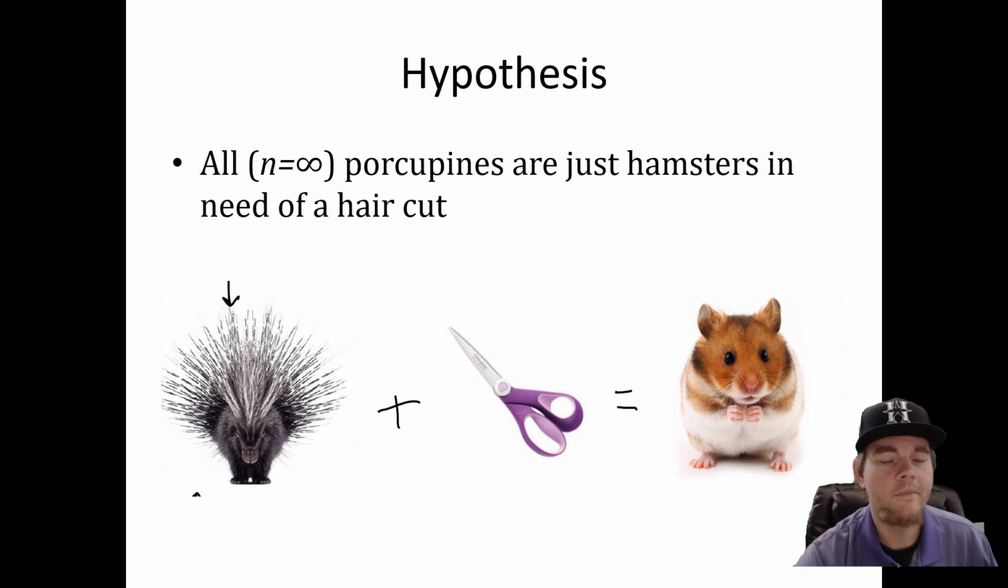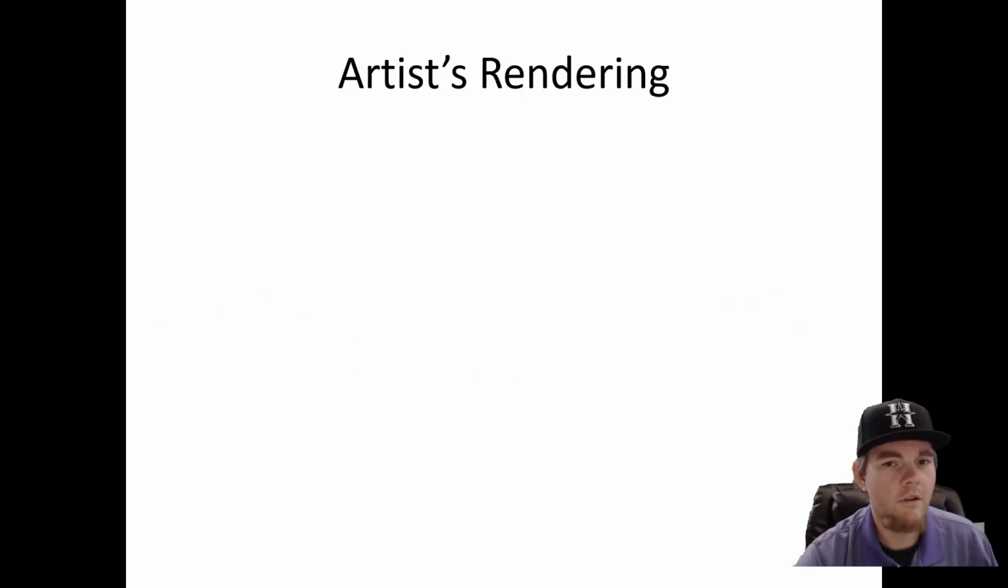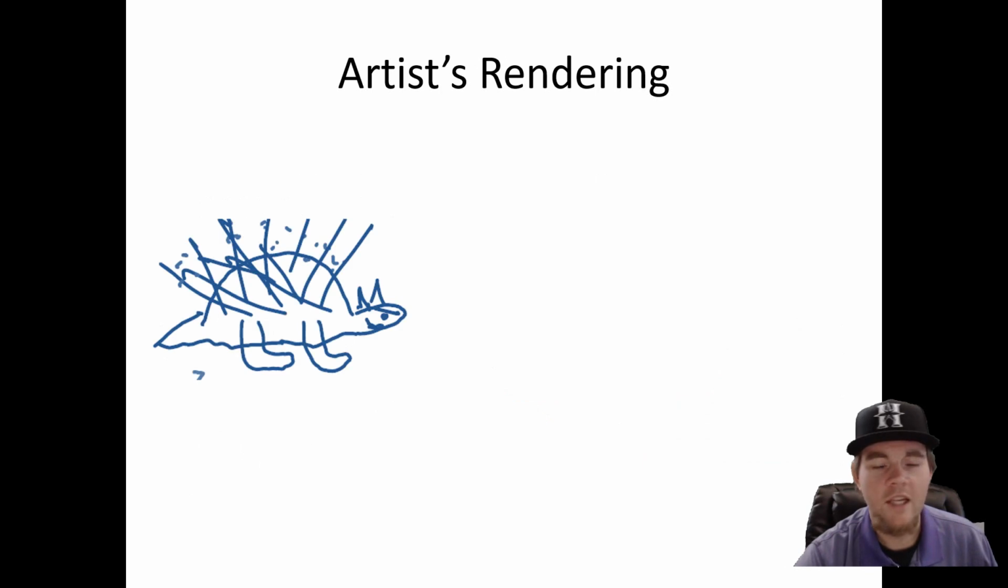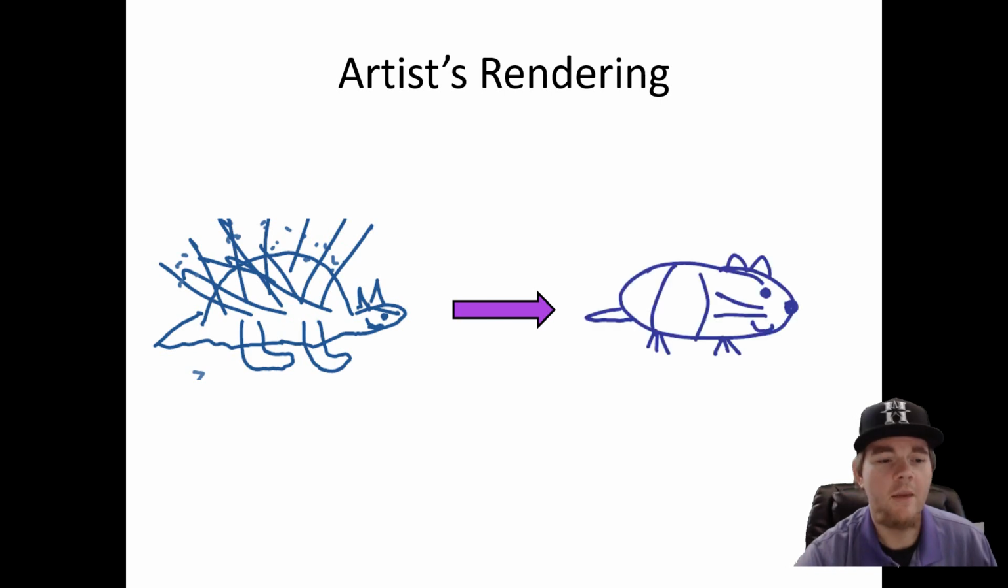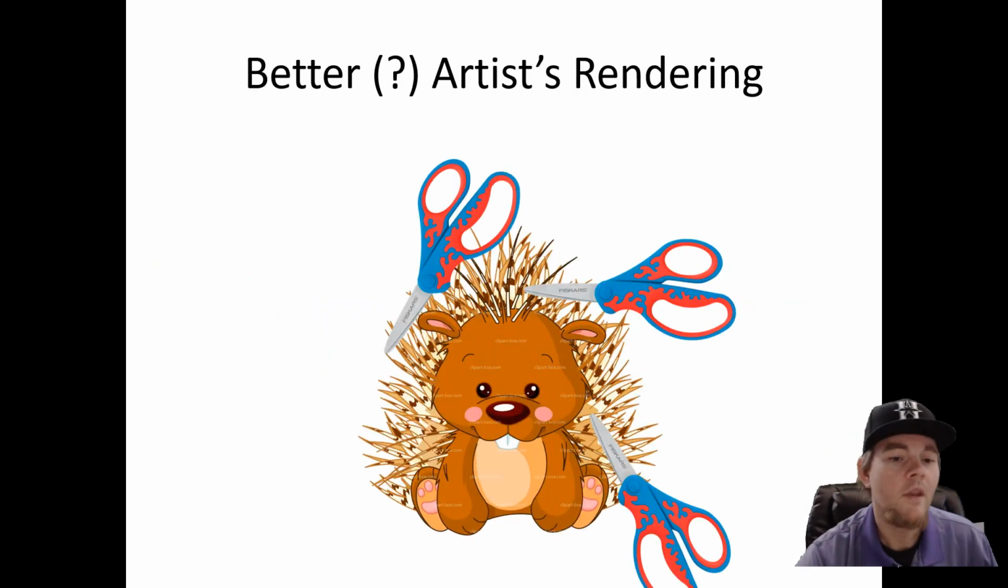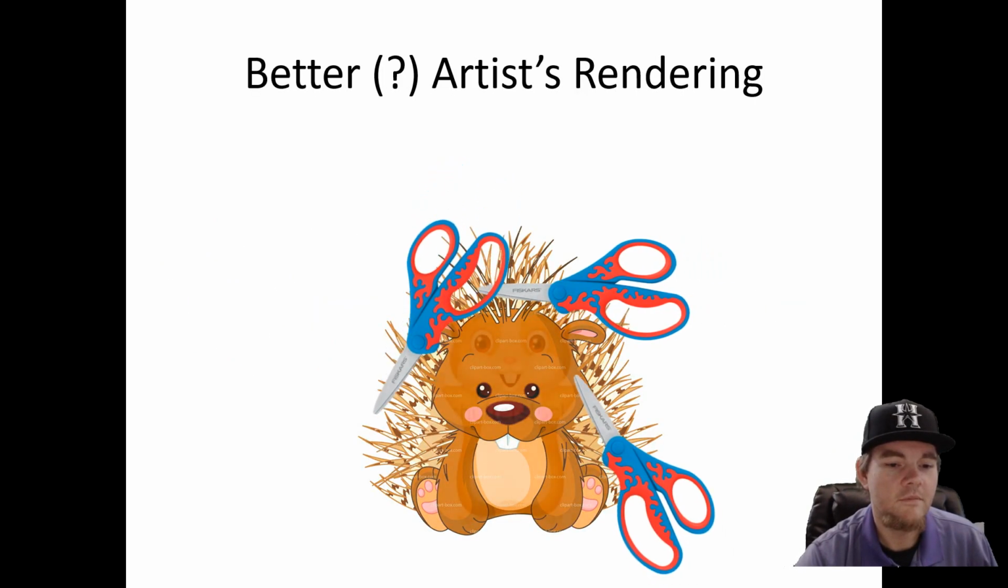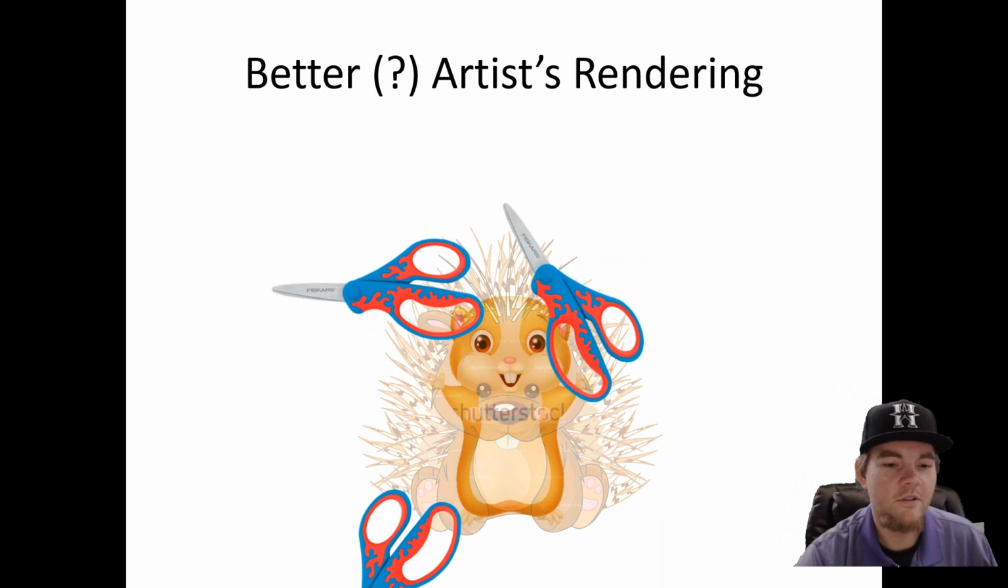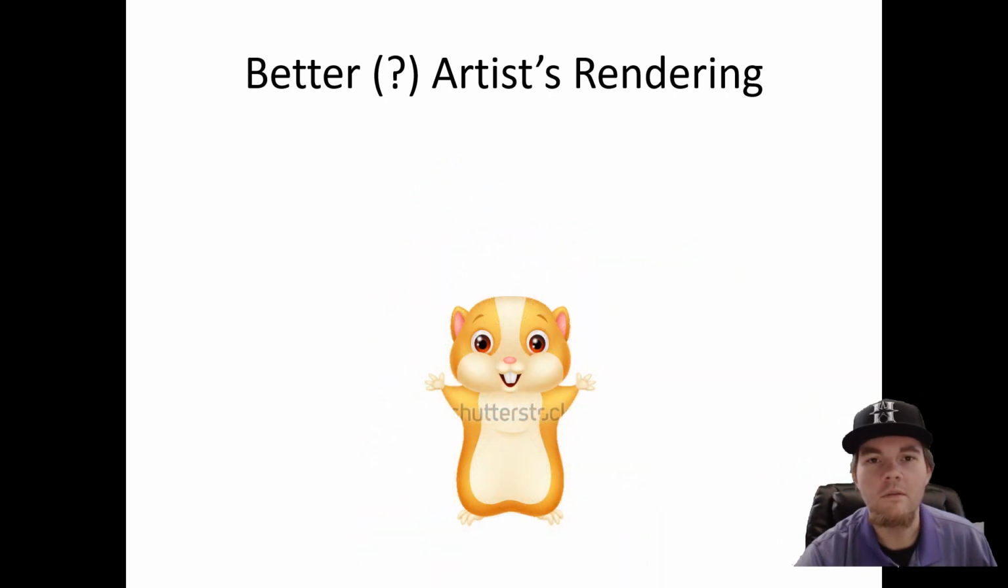If you take a porcupine, cut off its quills, you get a cute little cuddly hamster. So this is an artist rendering of what we think is happening. We're taking one of those. Look at that beautifully drawn porcupine. It looks very prickly. And then it's being transformed into a cute cuddly hamster. I mean, those two things look exactly the same to me, so I can't speak for you. So better rendering. Take a bunch of scissors, and oh look, hamster.